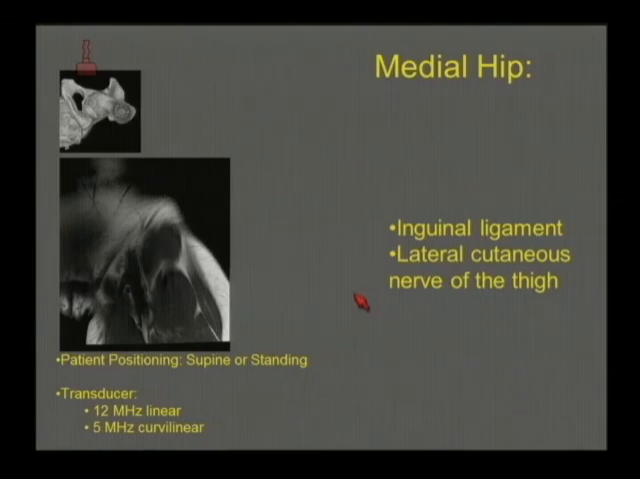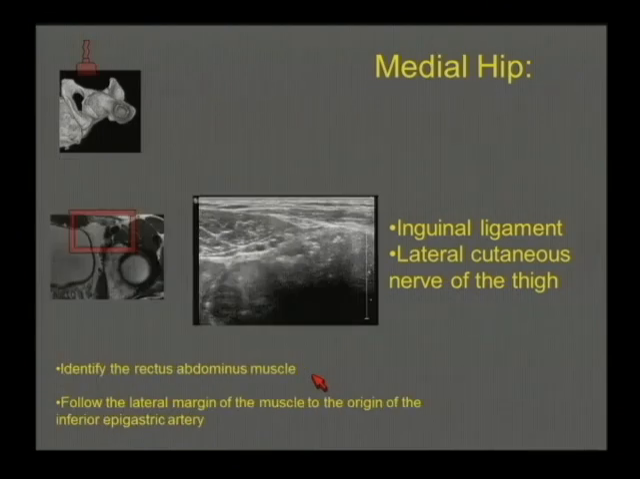A few other structures in the medial hip that we want to spend some time talking about. I have listed here the inguinal ligament and the lateral cutaneous nerve of the thigh. Again, we have the patient positioned sort of in that frog leg view, probably not supine, but it kind of depends. If we're looking at the inguinal ligament, you may need to put them more in sort of a straight leg position. Standing, in some cases, we'll use to look for the presence of an inguinal hernia.